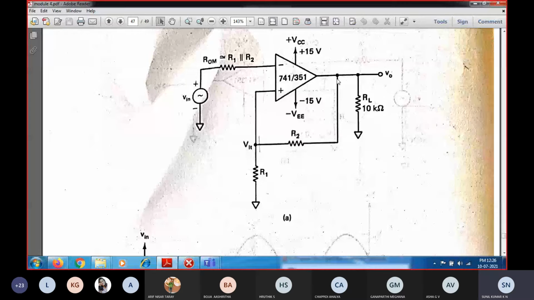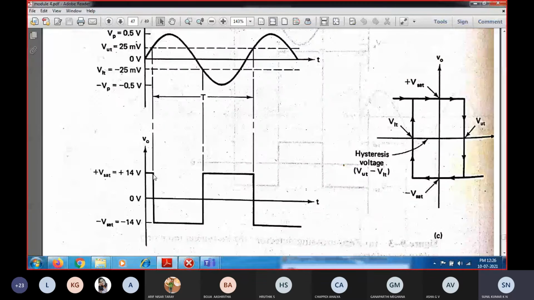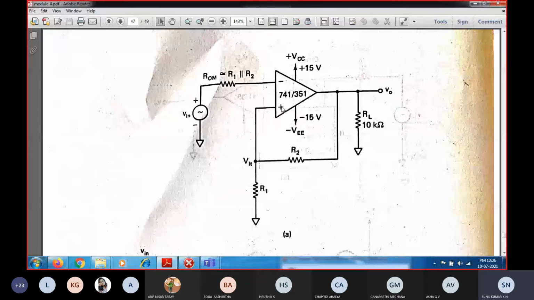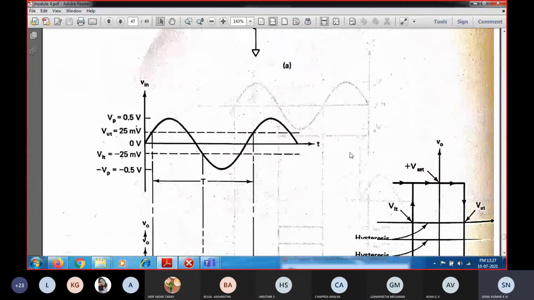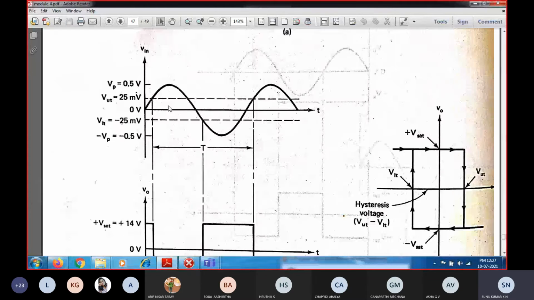So the output is in positive saturation. Now whenever the input voltage exceeds the reference voltage of plus 7 volts, it will cause the output to switch from positive to negative saturation.